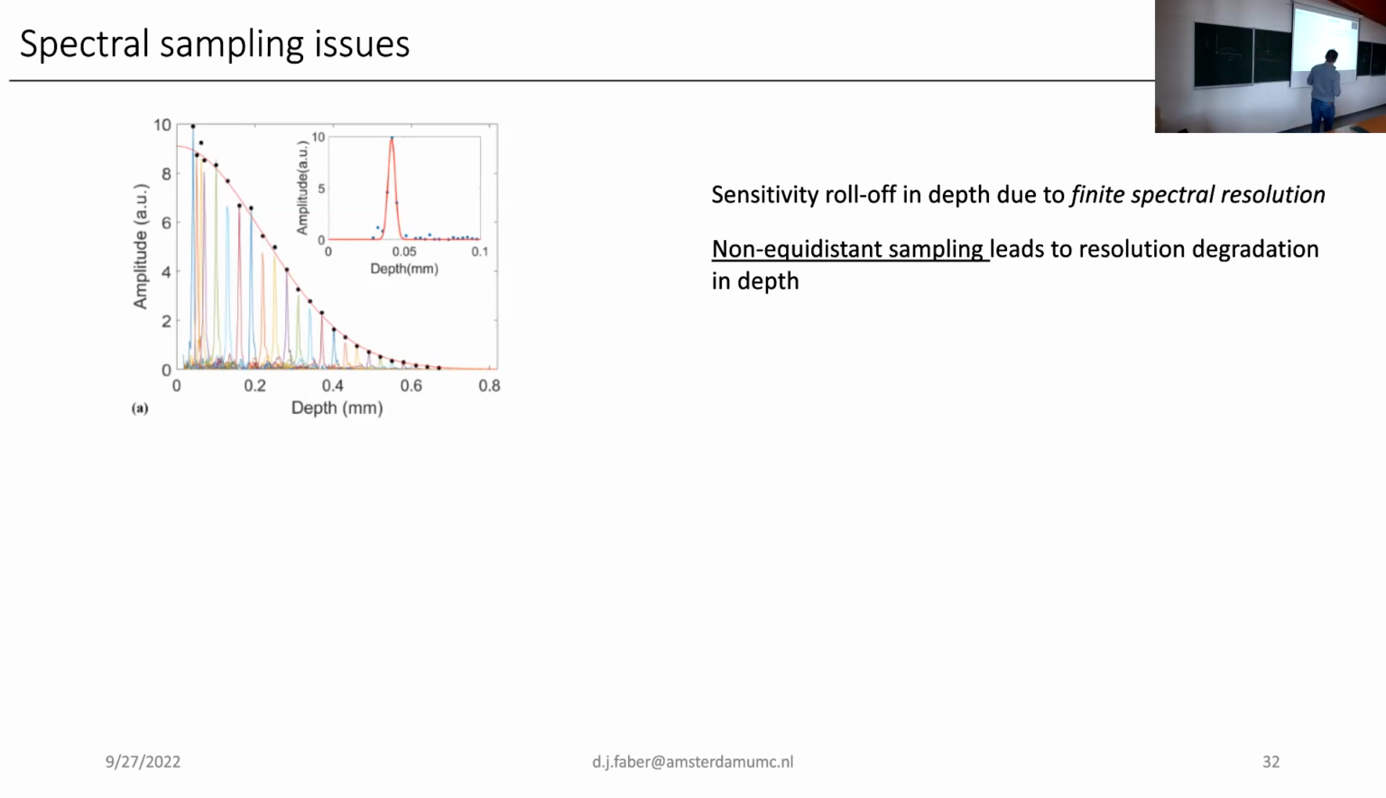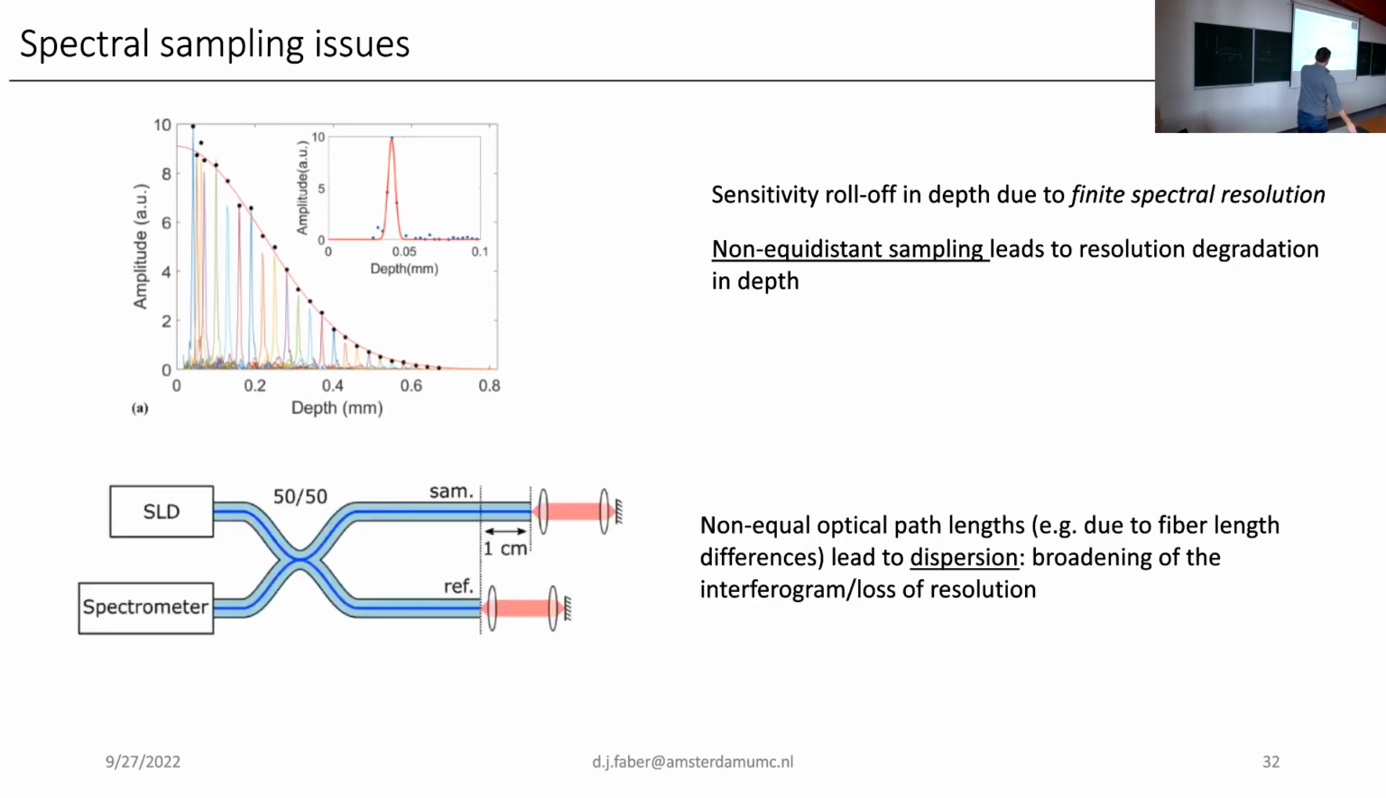That's one thing, and the other thing is that the sampling is normally equidistant, and the spectrometer array is not equidistant. That will also lead to a degradation of resolution. So not only will the peaks get lower, they will also get broader. And then there's a third effect that is also present, and that is also due to practical considerations.